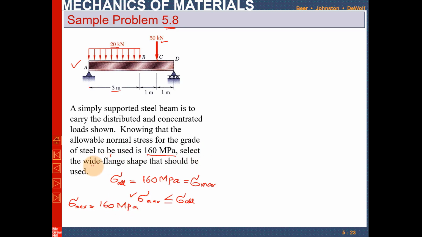Select the wide flange shape that should be used, and we have been asked to design a wide flange beam. So we have to select the wide flange beam by using our design parameter. We will design a beam that will be a wide flange beam. So in this problem, first of all, for the problem to be solved, we have to define the reaction forces at point A and at point D.